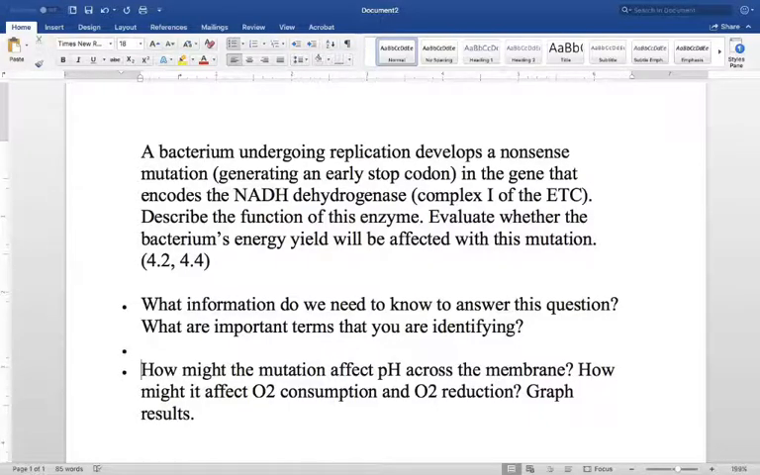Let's not answer this just yet. But what I want you to do is first maybe take a minute and write down for yourself, what kind of things do you need to address to be able to answer this question? Particularly the second part. Evaluate whether bacterium's energy yield will be affected. So given the context of the problem, what do you need to make sure you address in responding to this prompt? Okay? Take a minute to get those thoughts together.